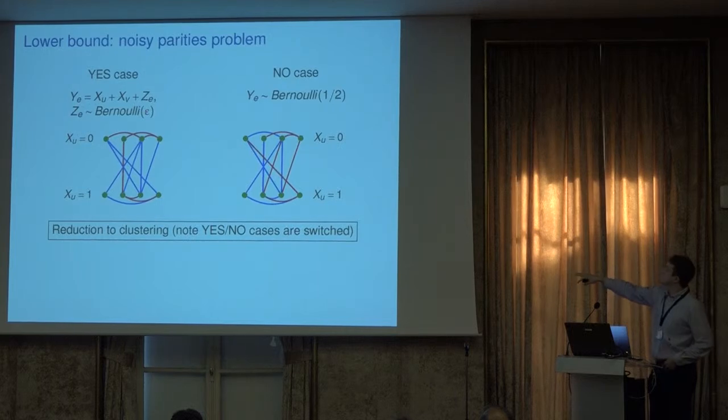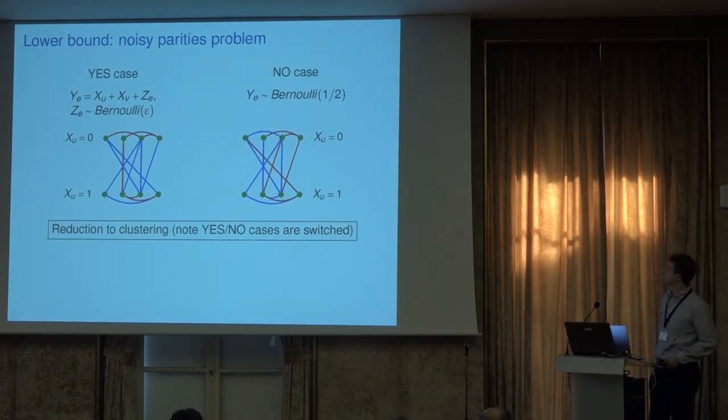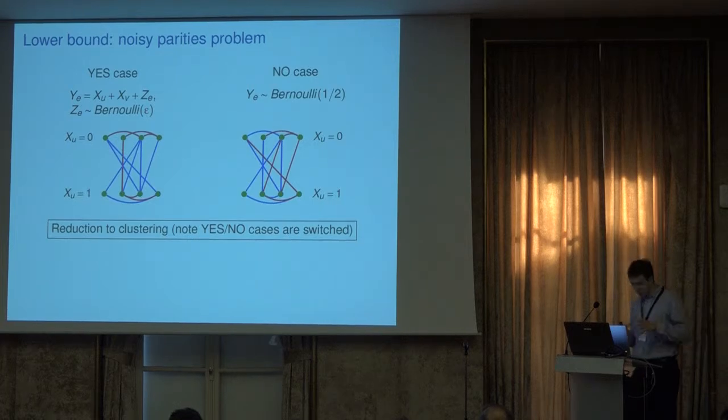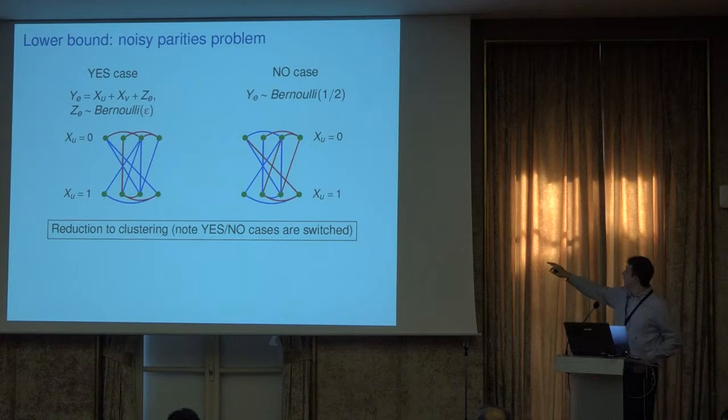Okay, so equipped with this tool, we give a reduction to clustering, and this reduction relies on the fact that you need a constant degree regular graph. It is interesting to note that the yes and the no cases are switched for our testing clusterability problem and for this lower bound.